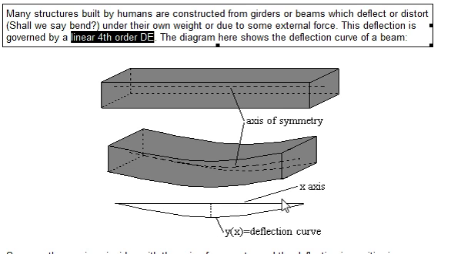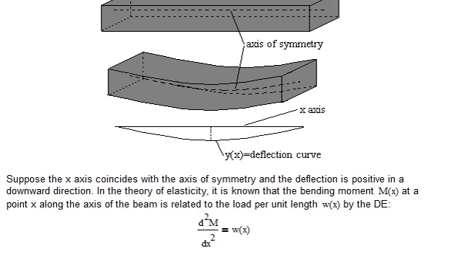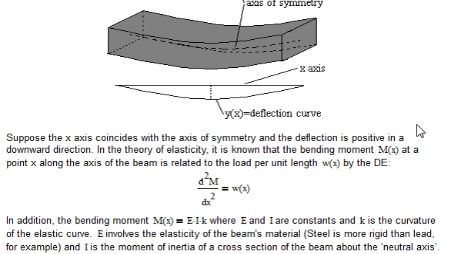By the way, that deflection amount is our deflection curve, which is actually downward, is considered positive direction. So, suppose the x-axis coincides with the axis of symmetry and the deflection is positive in a downward direction. In theory of elasticity, it is known that the bending moment, M of x, at a point x along the x-axis of the beam is related to the load per unit length, w of x, by the differential equation. The second derivative of M, our bending moment, is equal to the load per unit of length, w of x.